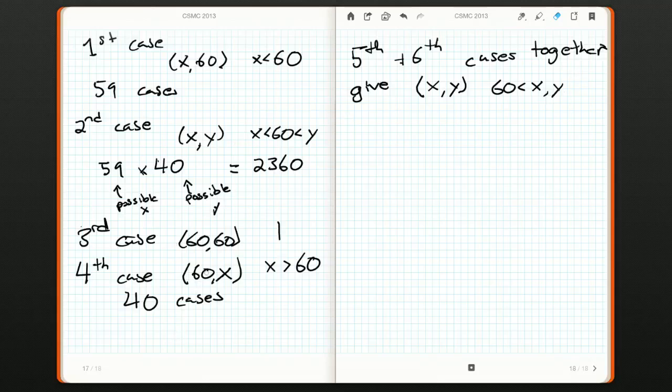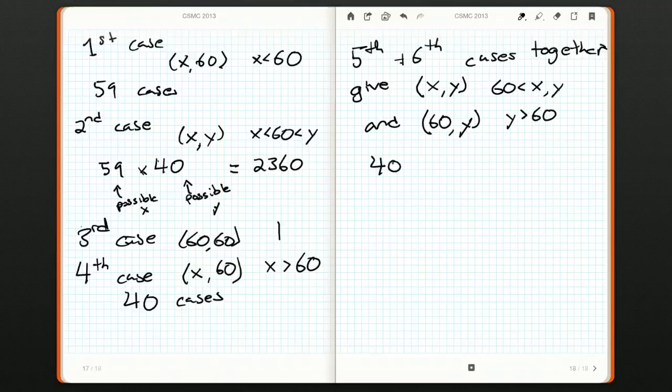Here we've counted this case, so the first one equal to 60. Actually, that should be rearranged. It's x is 60, and 60-y, y greater than 60. So those are the two cases we have left. So that's 40 times 40.